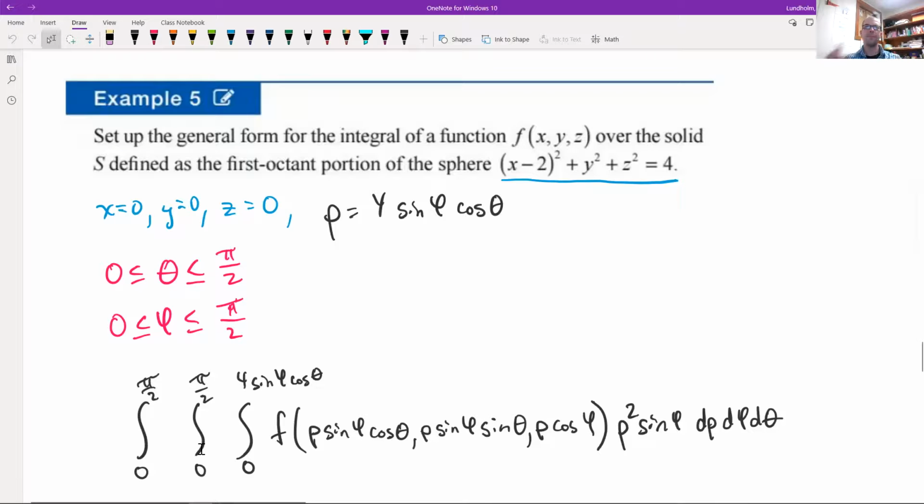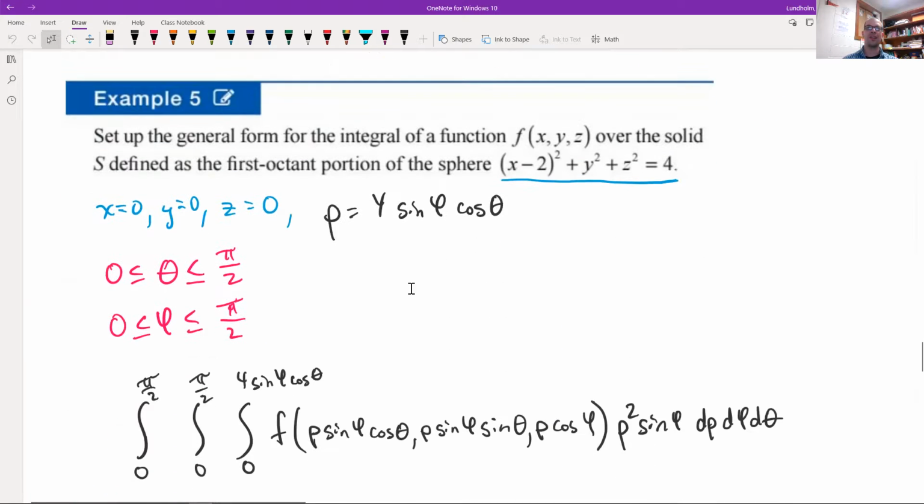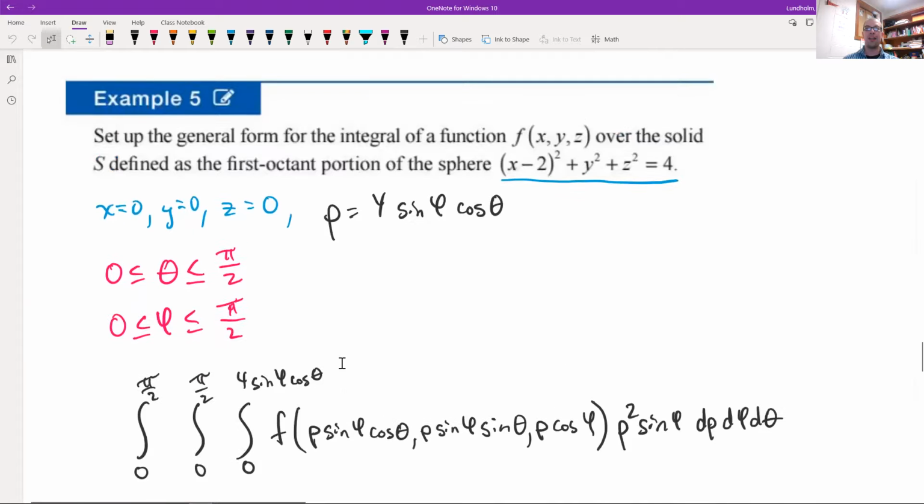And then, if we want to come up with boundaries for rho, the radius, we use what we just did in example 4. In example 4, we figured out that the radius needed to be either 0 or this outer radius of the sphere. And so those are the boundaries that go on the integral here.